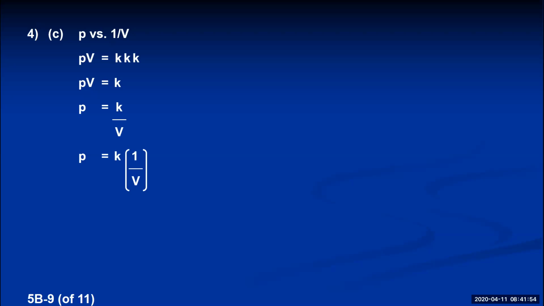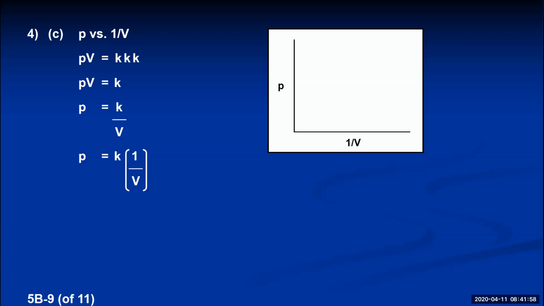Now I have a pressure and a 1 over V in my equation, so now I can make my graph. And because the P is on the left side and the 1 over V is on the right side, they're on opposite sides of the equation, that means you're going to get a straight line graph. The graph would have to look like this.